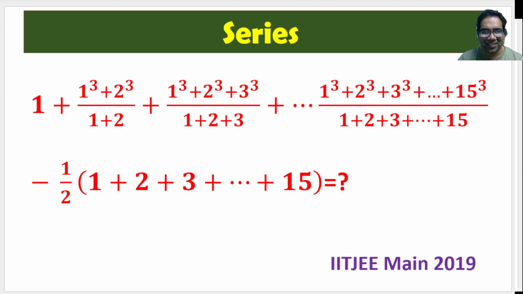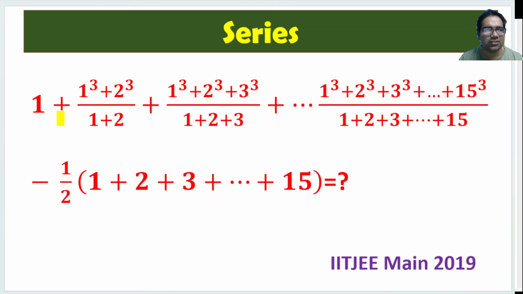Hi friends, here is a nice series problem that came in IIT JEE Main 2019. We have cubes here and we have sum of natural numbers also. Basically we have the difference of two sums. The first one is this and the second one is this. We have 1 plus (1 cube plus 2 cube) by (1 plus 2), plus (1 cube, 2 cube, 3 cube) by (1 plus 2 plus 3), and so on up to (1 cube, 2 cube, 3 cube up to 15 cube) by (1 plus 2 plus 3 up to 15), minus half of (1 up to 15).